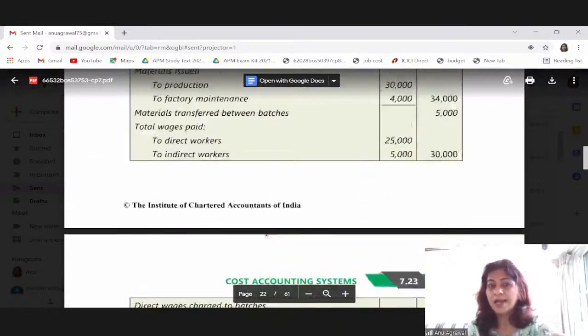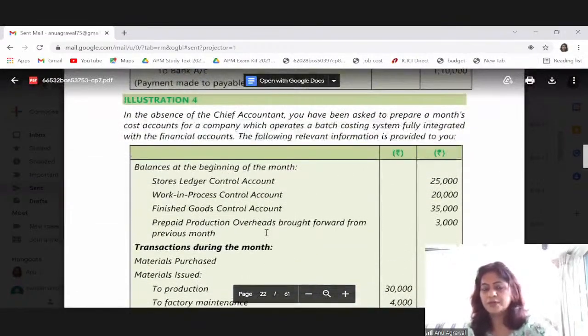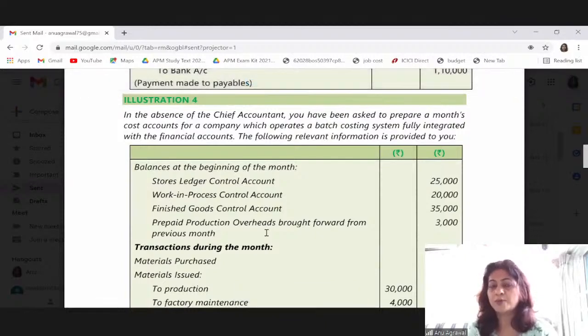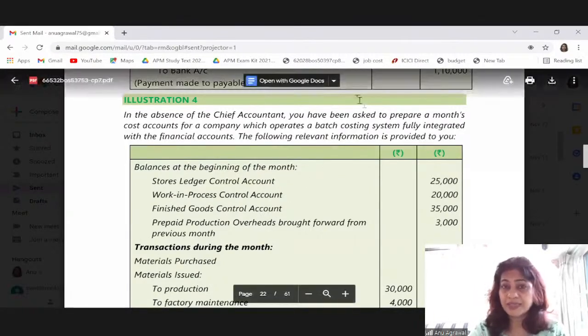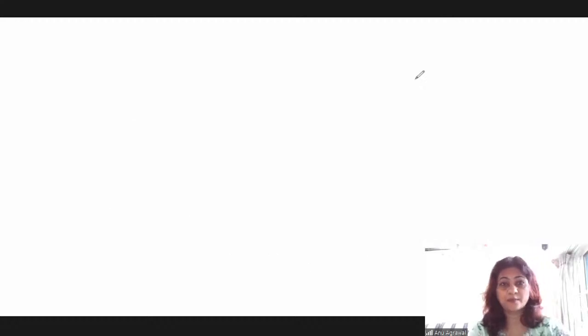Now, guys, it'll be very difficult for me to solve it here, so I will be solving it on the whiteboard. Everybody open up illustration 4 on a different device. If you're using the laptop, open it up on the mobile. If you're using a mobile, open it up on some other device. So I'm giving you 30 seconds till the time you open up this question on a separate device and we start solving this particular question.